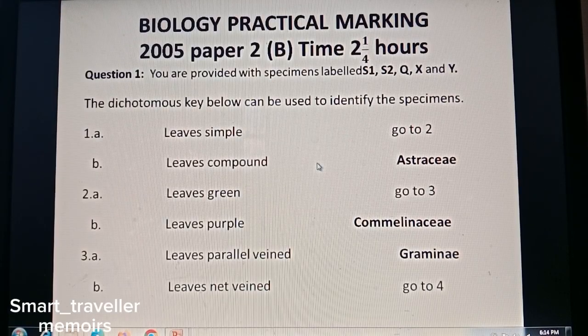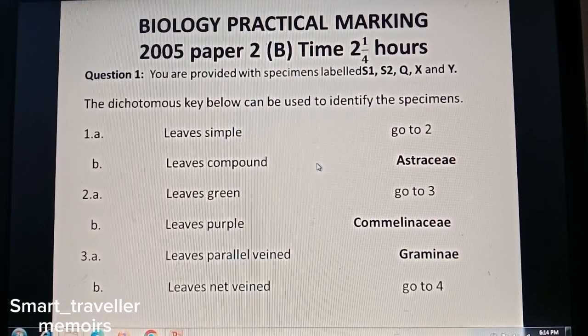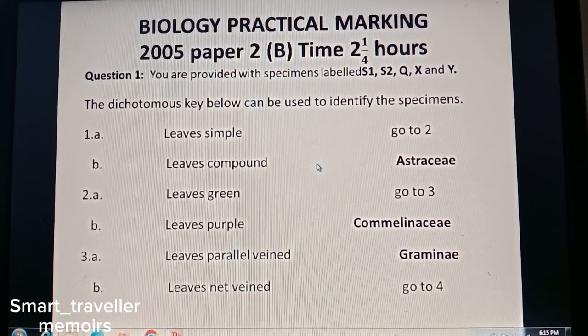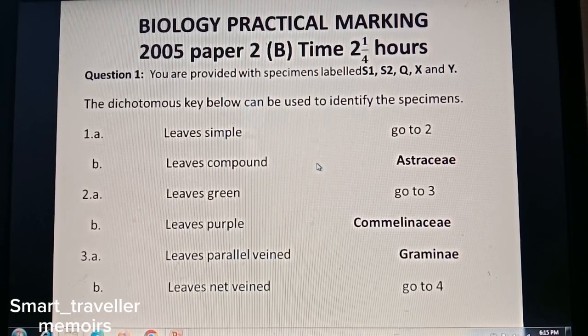So, Biology Practical Marking 2005 Paper 2. The time the paper was taking was 2.5 hours. And question 1 was as follows. You are provided with the specimens labeled S1, S2, Q, X, and Y. Details of what those specimens were is there in the confidential requirements video.